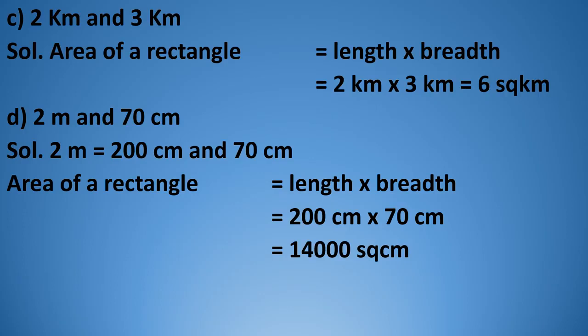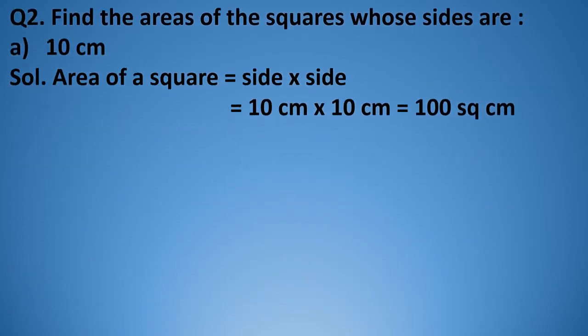Question number 2. Find the area of a square whose sides are A 10 centimeter. Area of a square is equal to side multiplied by side. This is the formula. So do it. 10 multiplied by 10. 10 centimeter multiplied by 10 centimeter. It is 100 square centimeter.